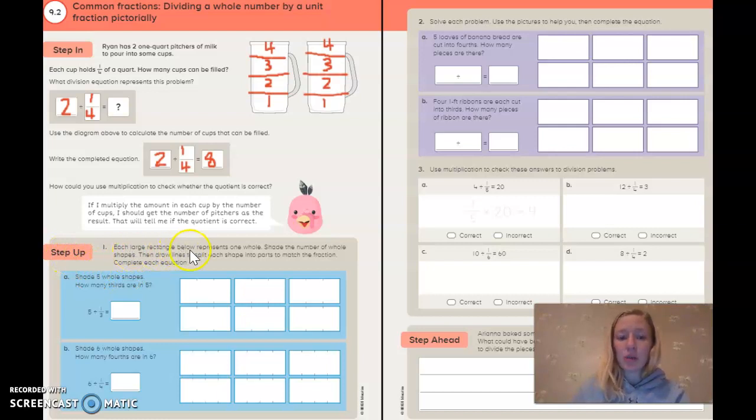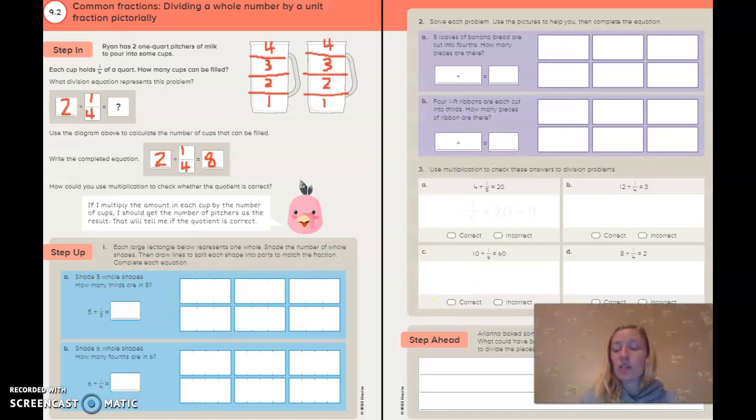It says each large rectangle below represents 1 whole. Shade the number of the whole shapes. Then draw lines to split each shape into parts to match the fraction. Complete the equation. It sounds tricky and like a lot of work, but it really isn't, and you guys will get the hang of this. It says shade 5 whole shapes. How many thirds are in 5?